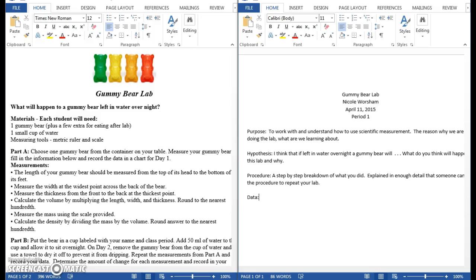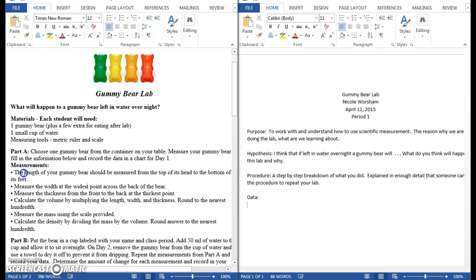Okay, now we are ready for the data table portion of our lab report. So we're going to need a lot of information over here to know what data we want to collect. Alright, so part A, we're going to choose a gummy bear, and we're going to measure the gummy bear and fill in the information below and record it in a data chart.